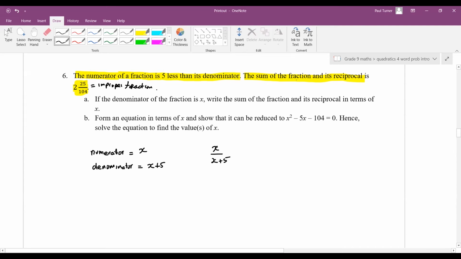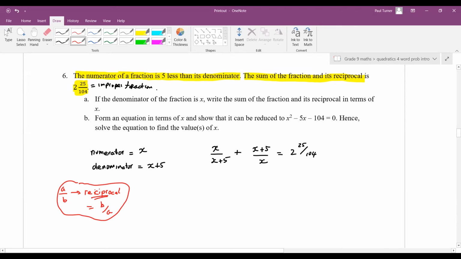And the sum of the fraction and its reciprocal. So the sum of this fraction and its reciprocal. If you find the reciprocal of a fraction, it flips over, that's all. So the reciprocal would be x plus 5 on x, okay? And that equals 2 and 25ths on 104, like that. So that's how you get a reciprocal. So basically, if your fraction is a on b, the reciprocal will be b on a. So that's one thing to remember there. That's another word you may see, reciprocal, okay? So you end up with this equation here, okay?